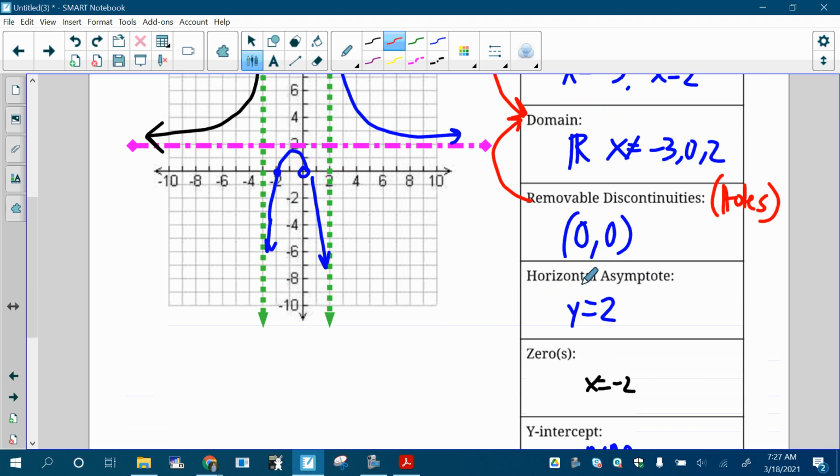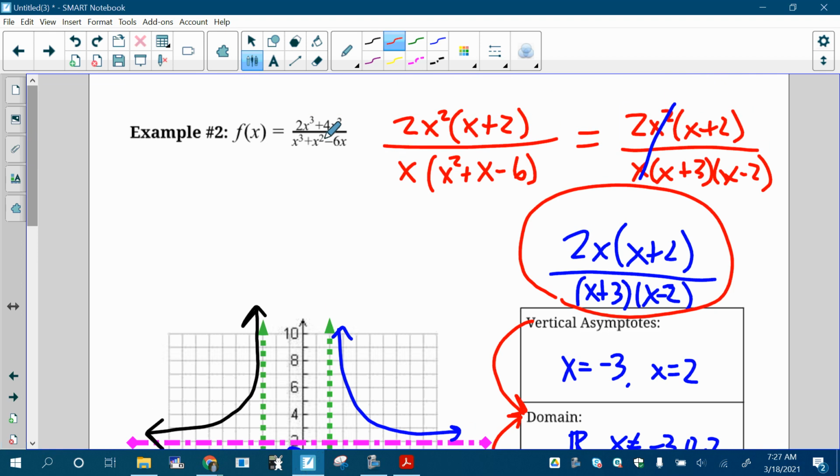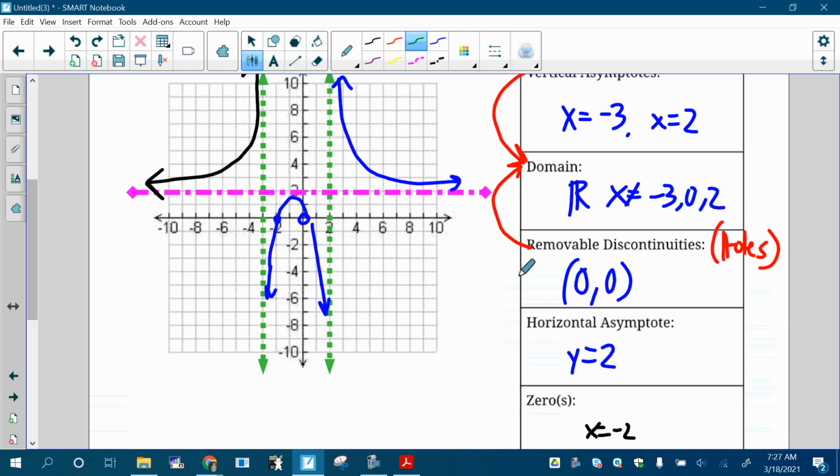Horizontal asymptote. Horizontal asymptote rules never change. You need to make sure you have these down. The degree, the highest exponent in the numerator is the same as the highest exponent in the denominator. So I just look at the numbers out front. I have a 2 out front here. I have a 1 out front here. What's 2 divided by 1? 2. So I have a horizontal asymptote at y equals 2.